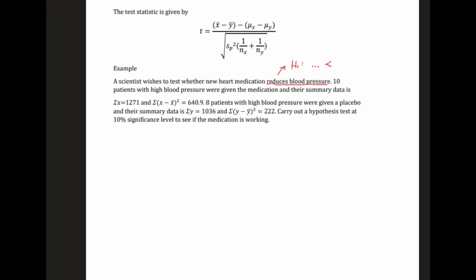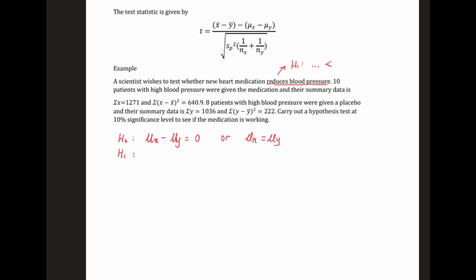Okay, so if the medication is working, we should expect the mu x to be lesser than the mu y. If it is not working, then we should expect the mu x and the mu y are the same. You eat the medicine or you eat the placebo, you get the same blood pressure at the end. Okay, so because of that, we set up our H0. If you don't want this, you just put mu x equal to mu y. No difference between the newly discovered medicine and the placebo. Same.